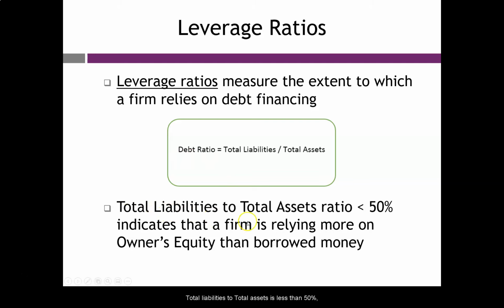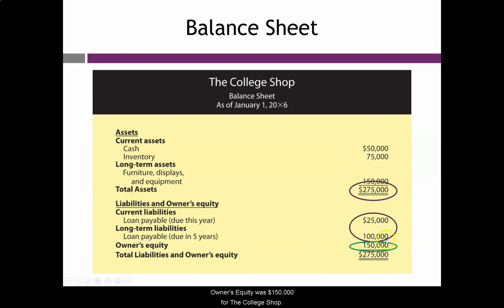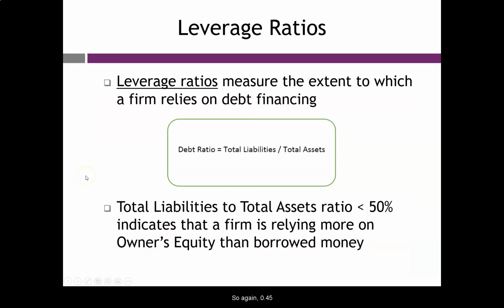Well, if total liabilities to total assets is less than 50%, and this is, right, it's 0.45, that means your firm relies more on owner's equity than borrowed money. That's probably a good thing. So again, let's just take a look. Owner's equity was 150 for the college shop. And we saw their liabilities were 125, so that's absolutely right. They rely more on owner's equity, 150, than they do liabilities to fund their assets. Okay? So again, 0.45, less than 50%, probably pretty good.